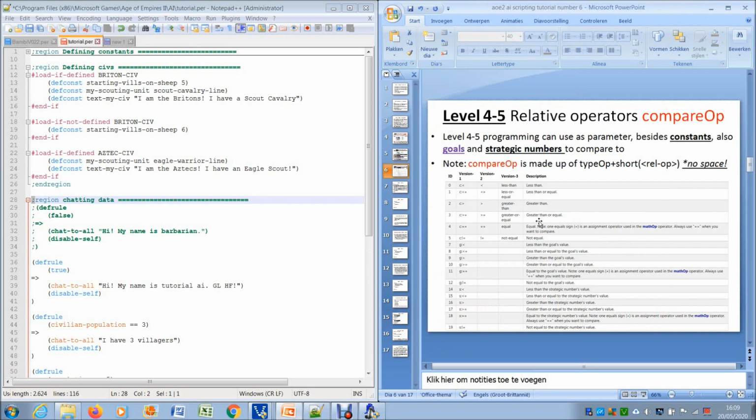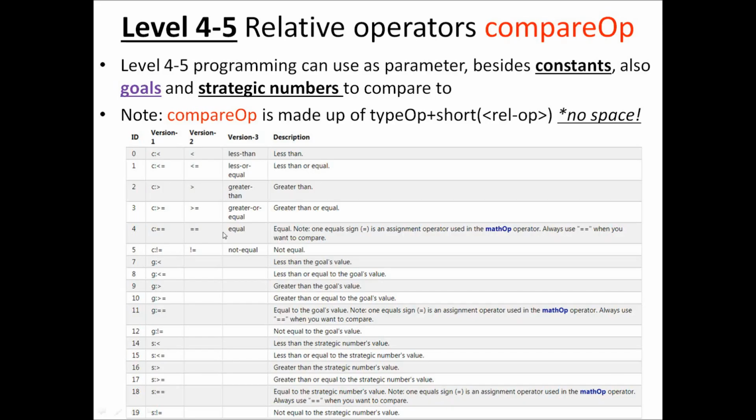This is important for level 4 and 5 relative operators too, called compareOp in the syntax. Level 4 and 5 programming can use as parameter, besides constants, also goals and strategic numbers to compare to. The compareOp is made up of the typeOp, which is a prefix, plus a short symbolic form of the rel-op without a space between the typeOp and the rel-op. I will just make this bigger so you can see the table.